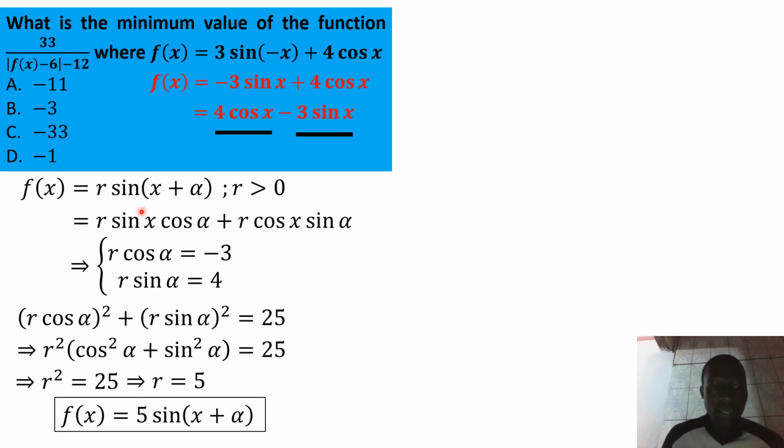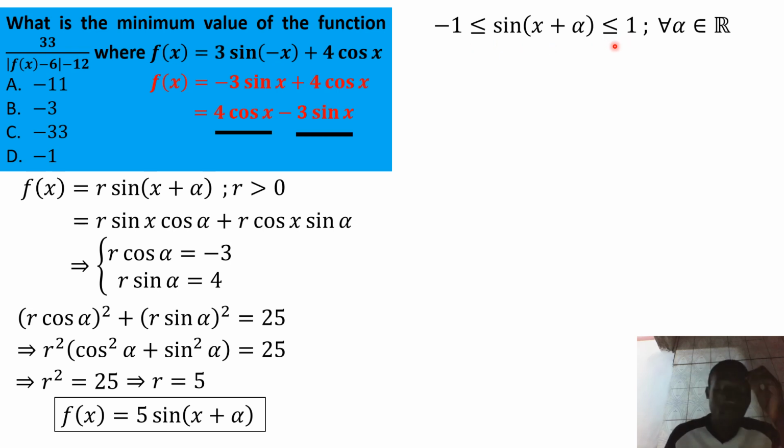Now after getting our f of x in the form r sine x plus alpha, what then do we do? We start by bounding the function. So we know that for all values of alpha and for all values of x in the set of real numbers, sine of x plus alpha is always between -1 and 1. That is, x plus alpha is an angle, and the sine of any angle will always lie between -1 and 1. So that is how we begin building our proof.